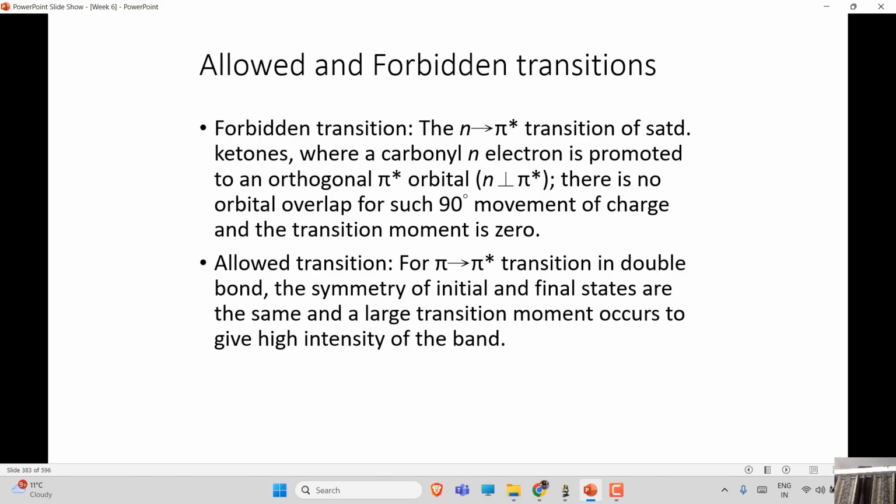Now what are allowed and forbidden transitions? A forbidden transition is the n to pi star transition of saturated ketones, where a carbonyl n electron is promoted to an orthogonal pi star orbital, and there is no orbital overlap for such 90-degree movement of charge and the transition moment is 0. An allowed transition is the pi to pi star transition in a double bond, where the symmetry of initial and final states are the same and a large transition moment occurs to give high intensity of the band.